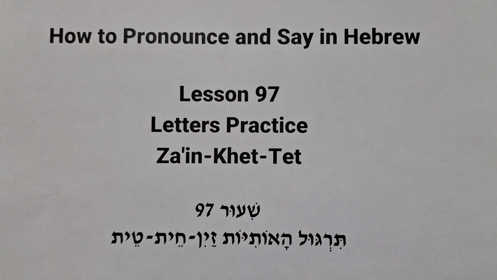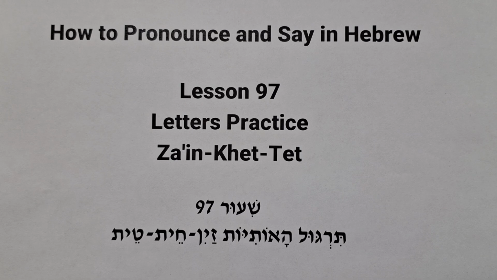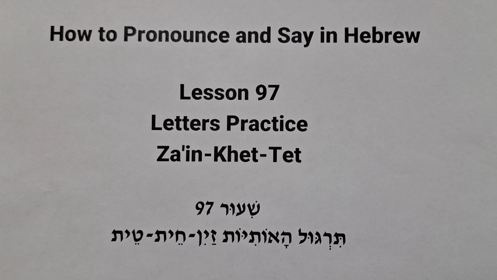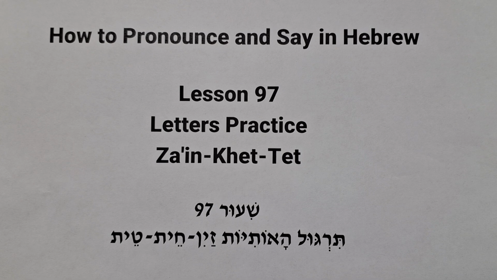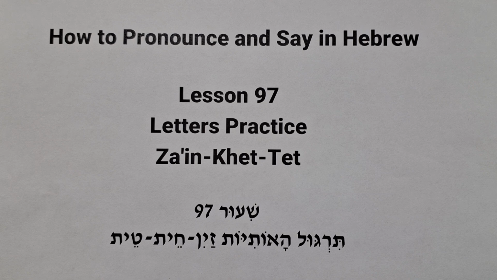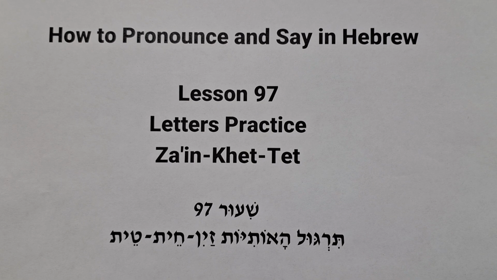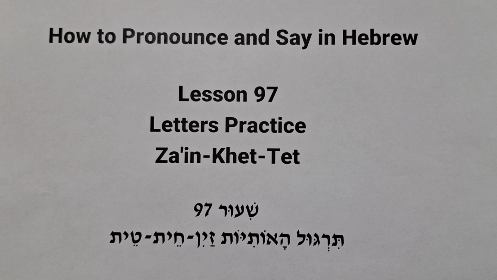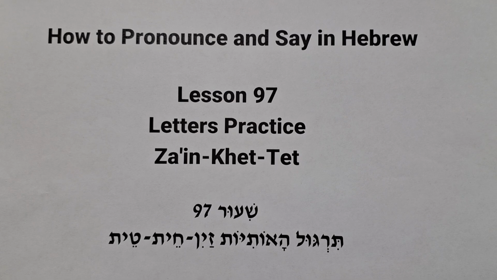And in this lesson, we continue with 3 more letters. I want you to be able to read and write, and for that, you have to master the alphabet. And I will link in the description box below more lessons that I've already done in the past, so you can watch them as well. And in this lesson, we will learn the letters Zain, Khet, and Tet.